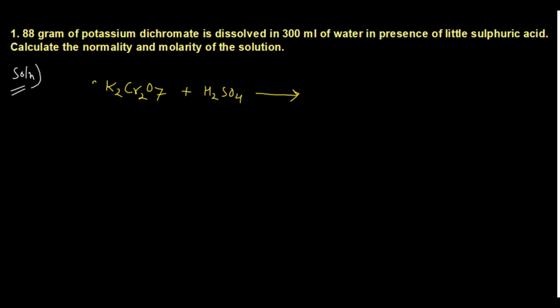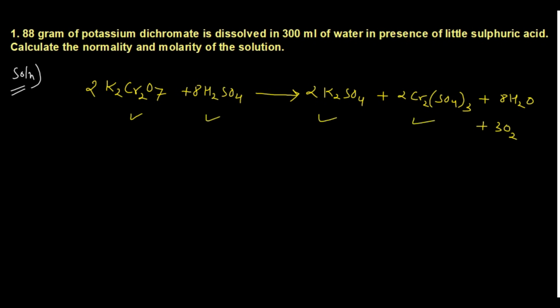So 2 moles of potassium dichromate you will take along with 8 moles of sulfuric acid, and it will give you 2 moles of potassium sulfate K2SO4, right? And 2 moles of chromium sulfate Cr2(SO4)3, okay? And along with it, you will have 8 moles of water, and of course 3 of oxygen, right? The reaction is happening in the aqueous medium. This is aqueous, this is also aqueous. Water is already there in the form of liquid, and oxygen is also there.